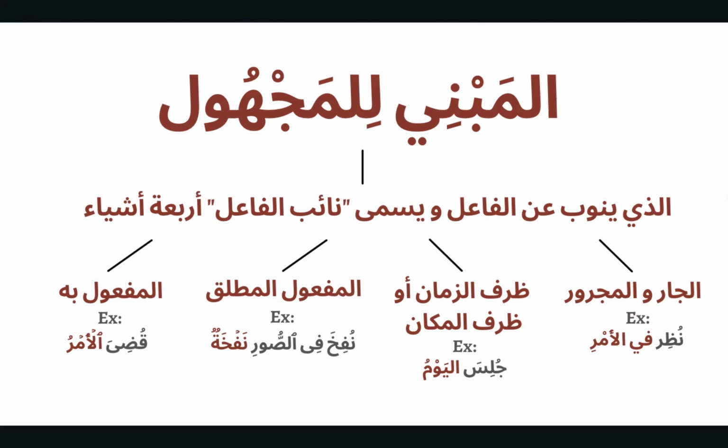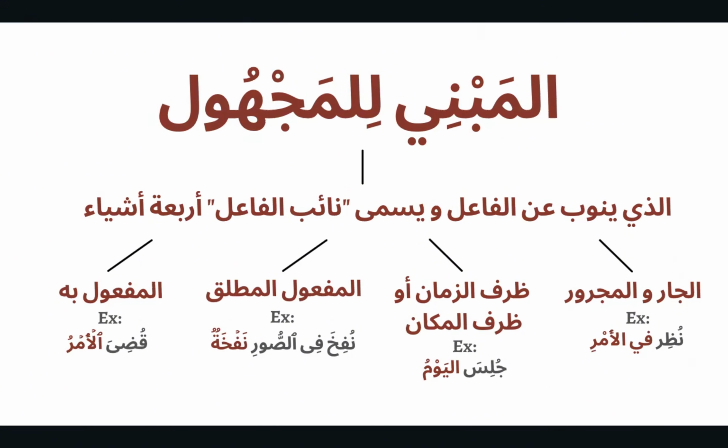So originally you would say, for example, قضى الله الأمر, Allah completed the affair. But if you want to make it مبني لما لم يسمى فاعله, if you want to put it in the passive voice, you say قضي الأمر. So الأمر, which originally was the مفعول به, قضى الله الأمر, it became the نائب الفاعل, the substitute of the fa'il, and now it's قضي الأمر.